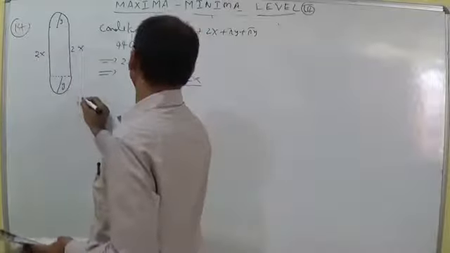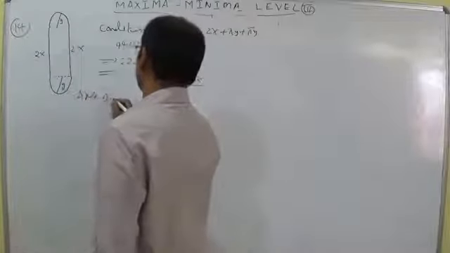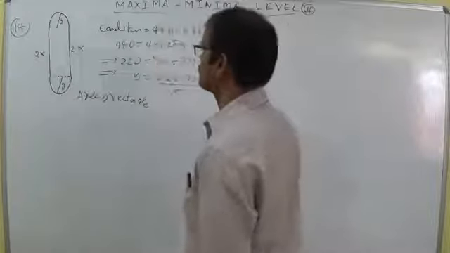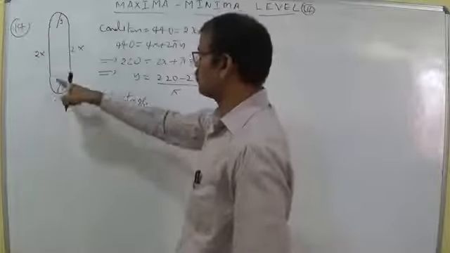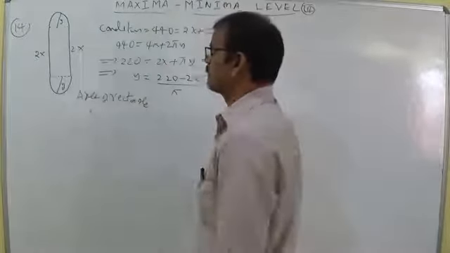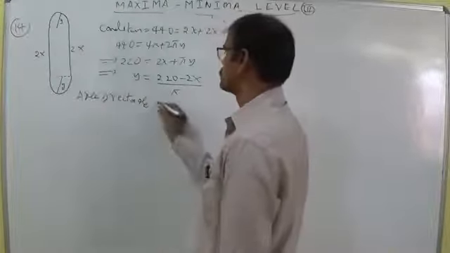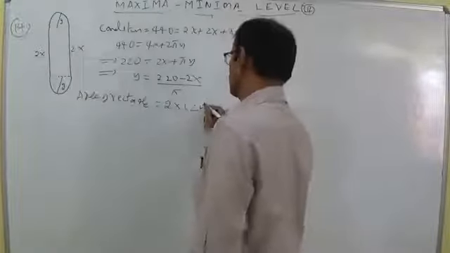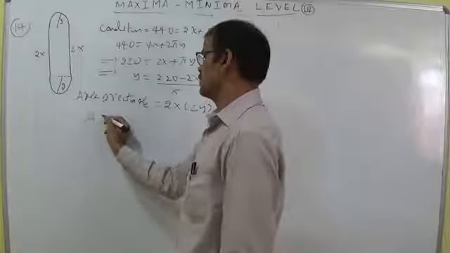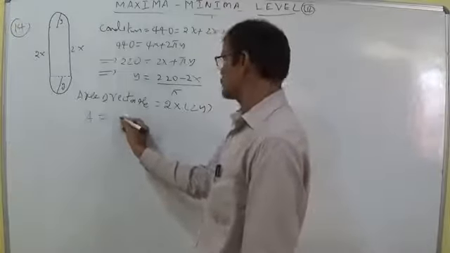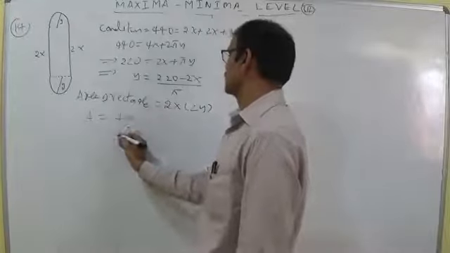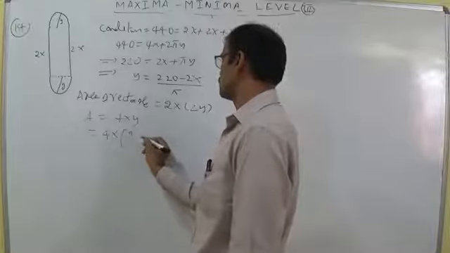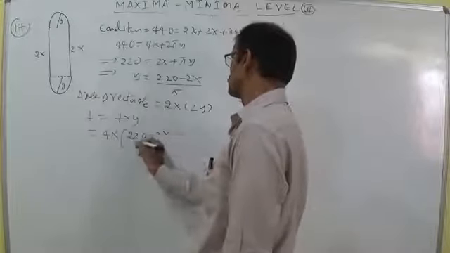Area of the rectangle: if you consider only this portion, this is y and this is y, so the breadth is 2y, and the length is 2x. Length into breadth, because y is the radius. Let us write A as 2x into 2y, which is 4xy. So A is 4x into y, and instead of y I write (220 minus 2x) by pi.